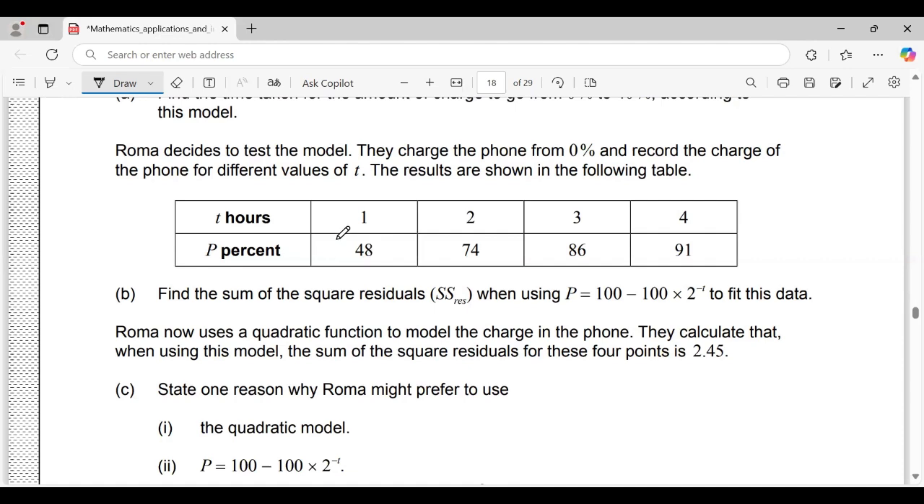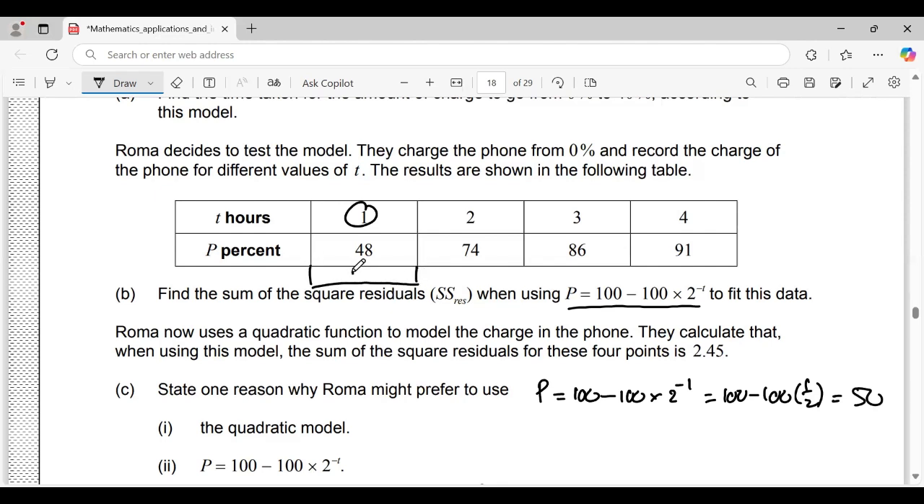Firstly, according to this equation, if t equals 1, the equation becomes p equals 100 minus 100 times 2 to the power of minus 1. So it becomes 100 minus 100 times 1 half, and it is 50. So the result here is 50.